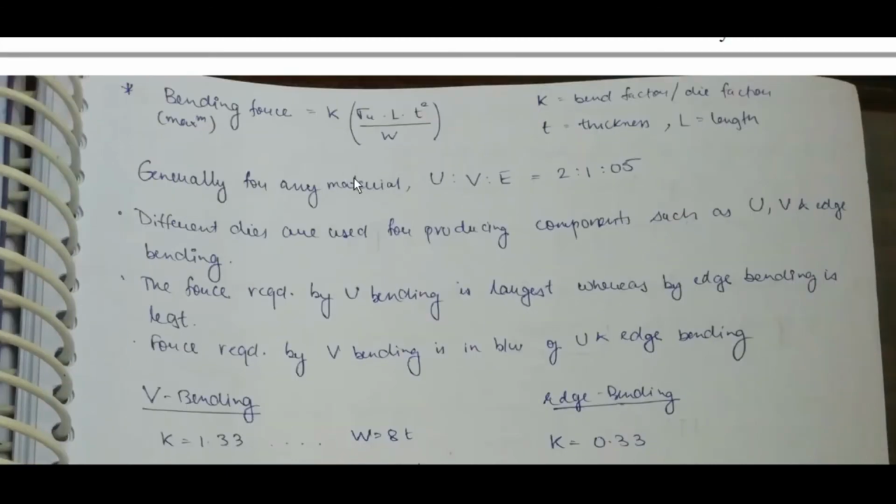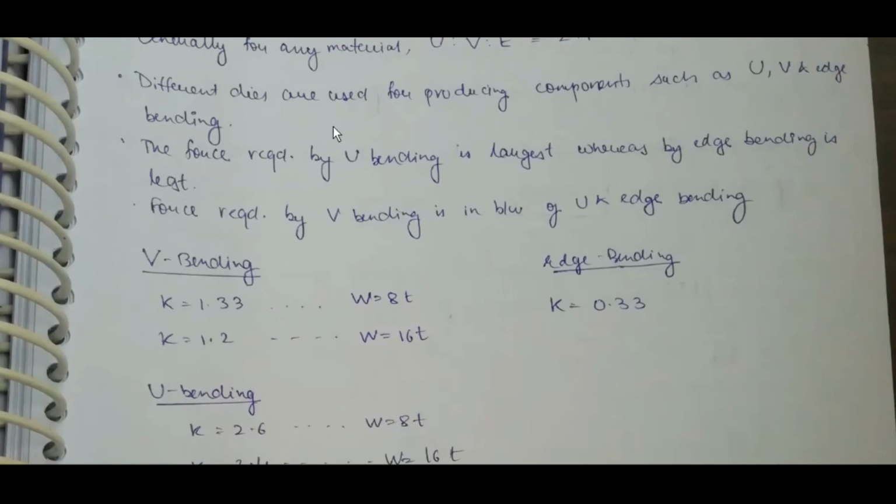Generally, for any material, U is to V is to E is equal to 2 is to 1 is to 0.05. The different dies are used for producing components such as U, V, and edge bending. The force required by U bending is largest, whereas edge bending is least. Force required by V bending is in between U bending and edge bending.